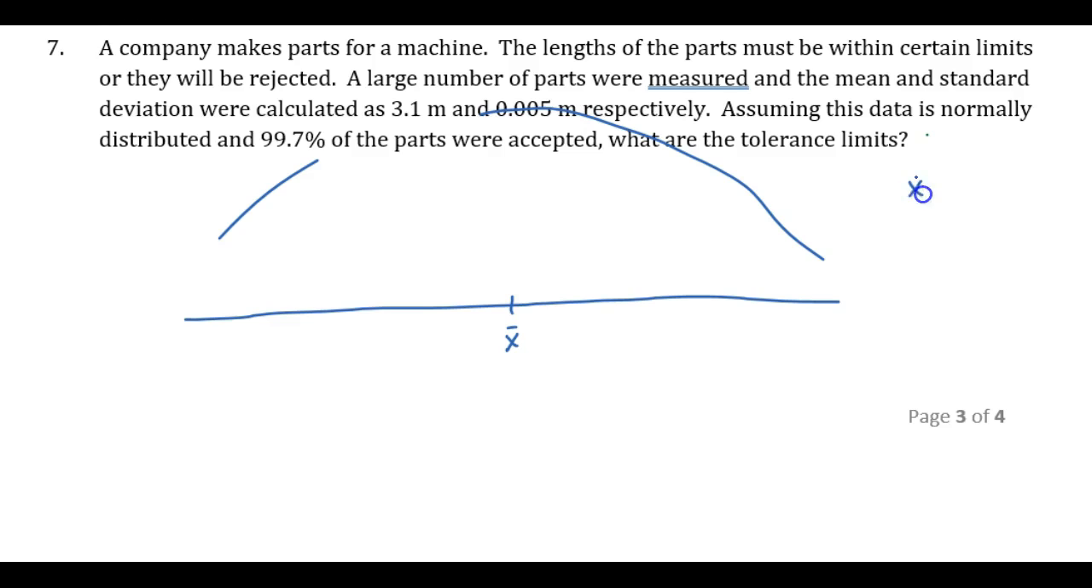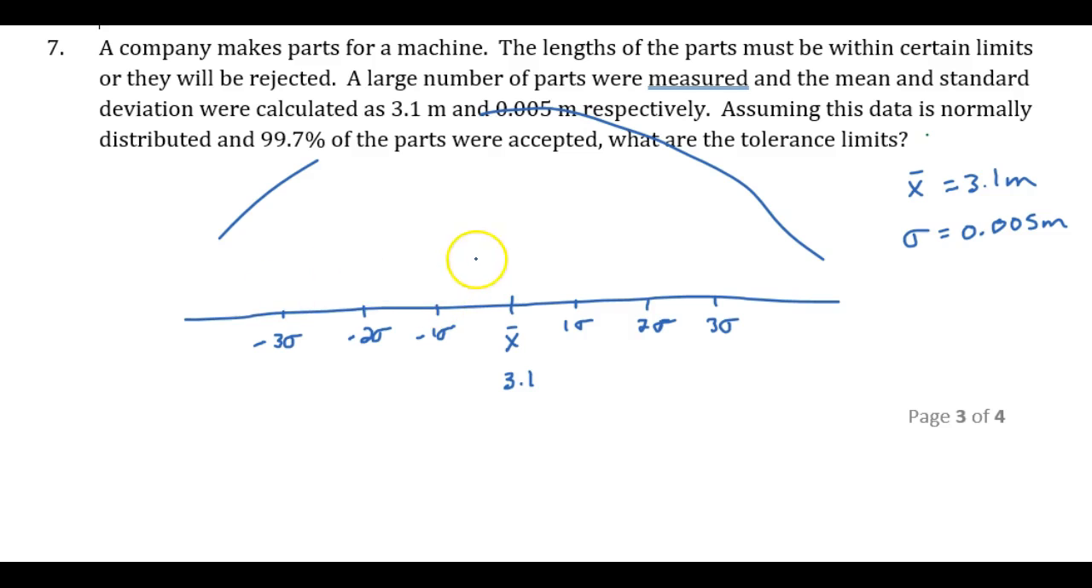So we have our mean. So the part can be 3.1 meters long. And we expect a variance, if you want to think of it that way, or standard deviation, 0.005 meters. Now we didn't say millimeters. You want to keep everything in the same units there, but that is 5 millimeters. So we need 3.1 and 1 standard deviation above, 2 standard deviations, 3, and we have 1 below, 2 below, and 3 deviations below.